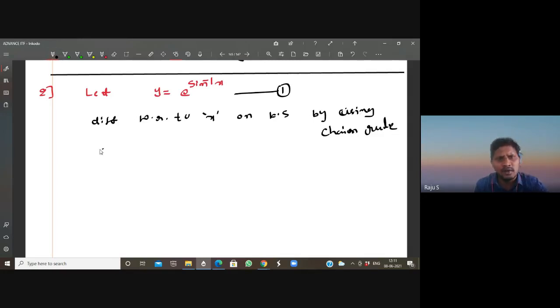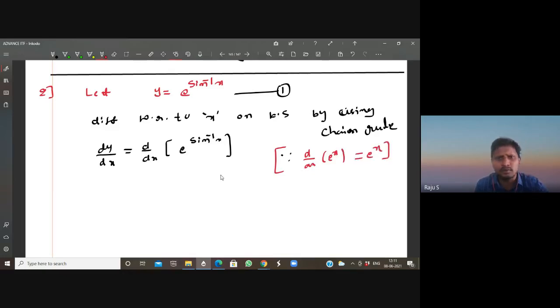Okay, students. So left side obviously dy by dx. Right side is d by dx of e to the power of sin inverse x. Since it is in the form of formula d by dx of e power x. What is e power x derivative? e power x. So in the same way, e power sin inverse x derivative is e to the power of sin inverse x. Okay, I said clearly we can apply chain rule. Okay, e to the power of e derivative completed.